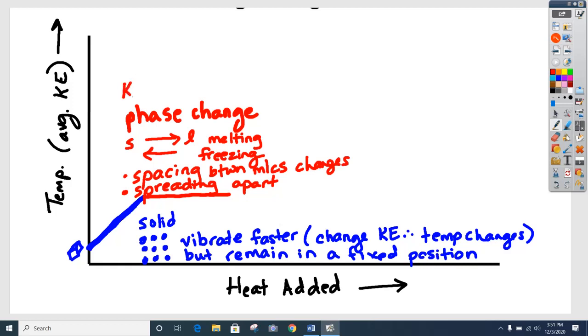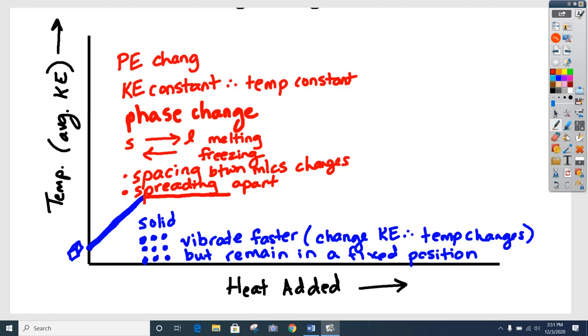So kinetic energy is constant, and therefore the temperature is constant. But the potential energy changes. And since that thermometer doesn't measure potential energy, since the thermometer only measures the kinetic energy, you won't see a change on your thermometer. If you have a measuring instrument that measures potential energy, you would see a change at this part on your graph.